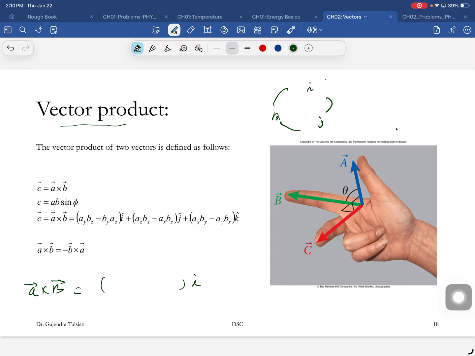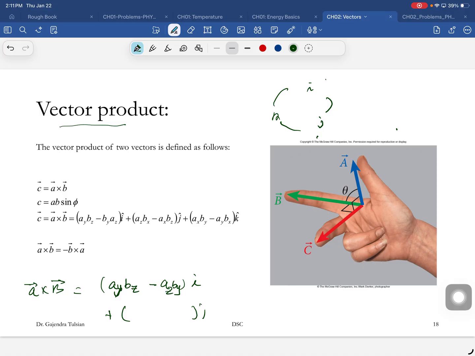There will be times when you won't be able to turn your hands. So, no, seriously, this is the best way to remember it. The first vector crossed with the second vector, that's the direction of the cross product. The cross product is perpendicular to the plane containing the two vectors.